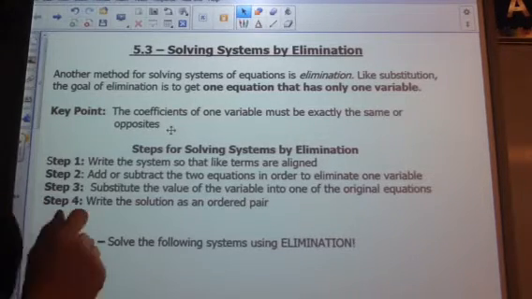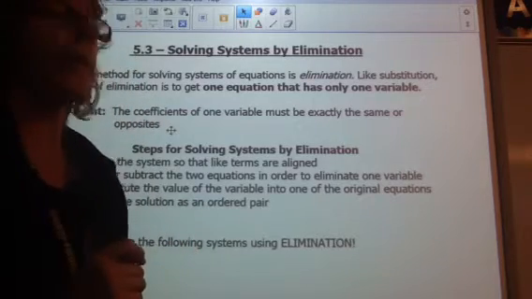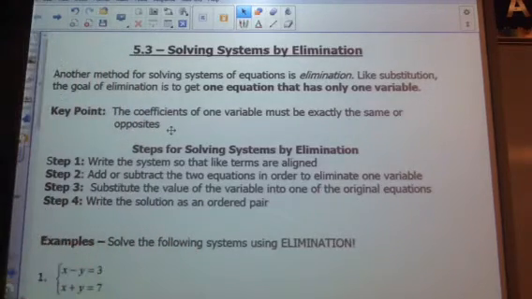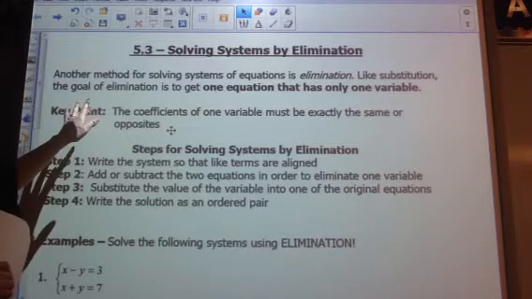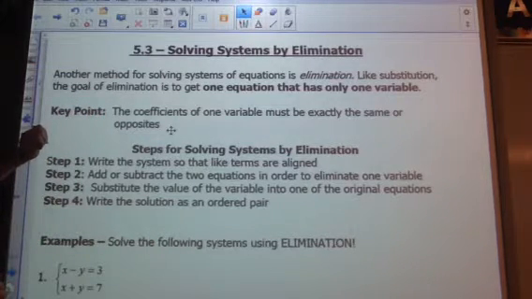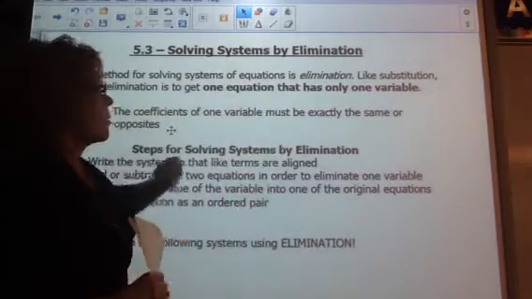Alright guys, today we're going to do section 3 of unit 5, and this is solving systems by elimination. And this is just another method. We've solved it by graphing and we solved it by substitution. And with this method, the goal is to get one equation that only has one variable.